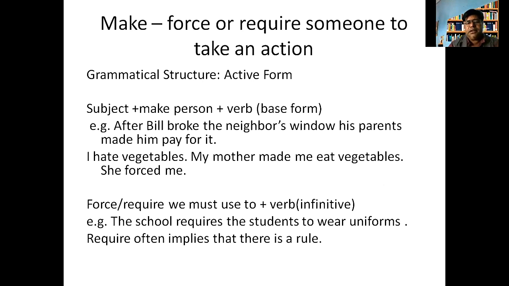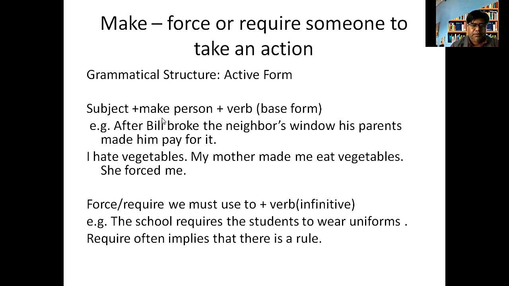Make is generally used to force or require someone to take an action, when the doer is not so convinced or persuaded at the time. The doer must be kept in a forceful situation, meaning the subject forcefully makes the doer, let's say the person, do something. Some external force is used. In this structure, there are two forms: active form and passive form.